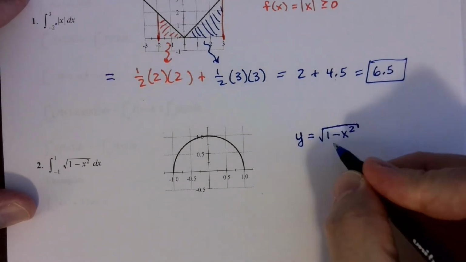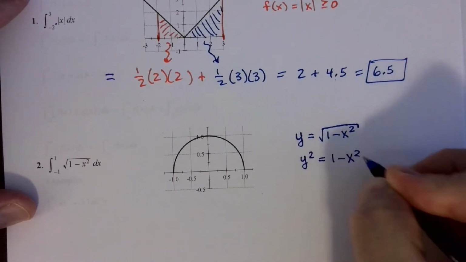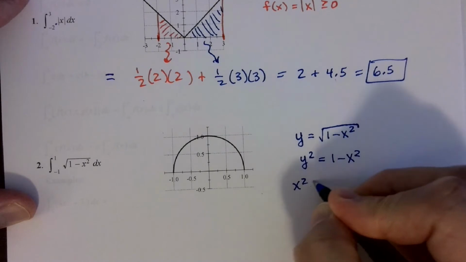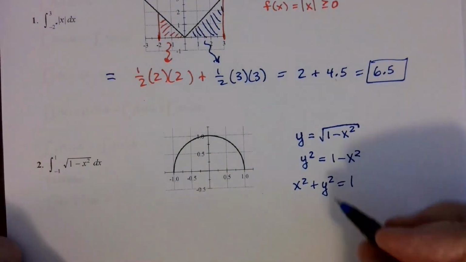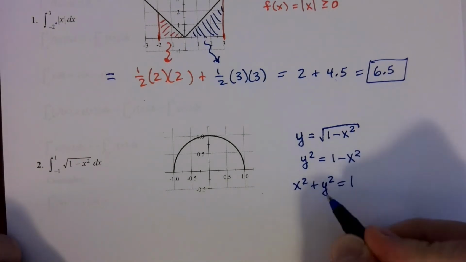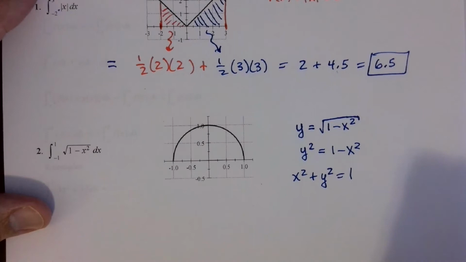If I square both sides of this equation, I get y squared equals 1 minus x squared. If I add x squared, I get this. And you should recognize this as the equation of a circle. It's the equation of a circle with center at the origin and a radius of 1. So I hope you remember that from algebra.